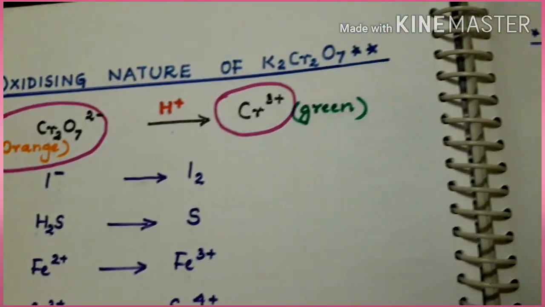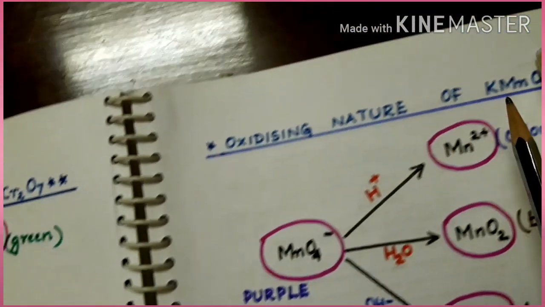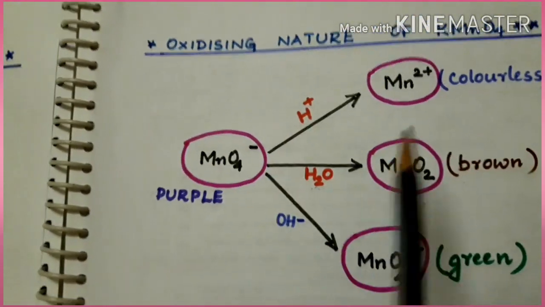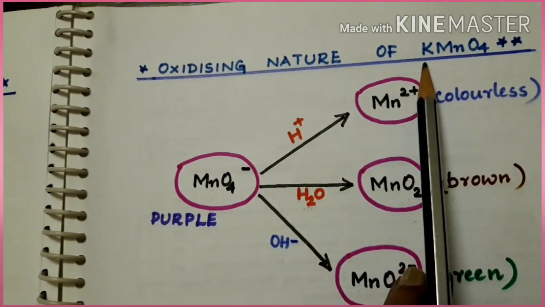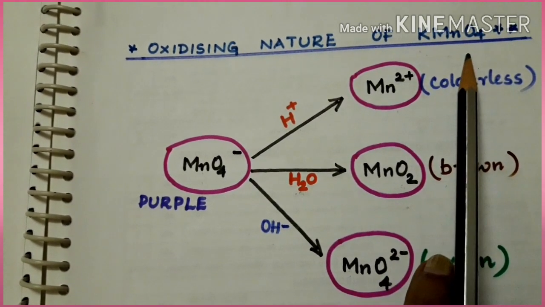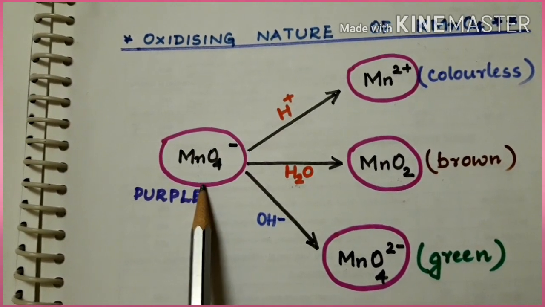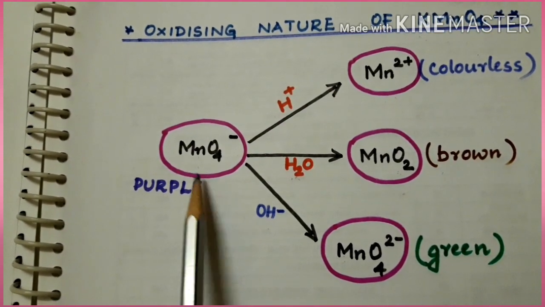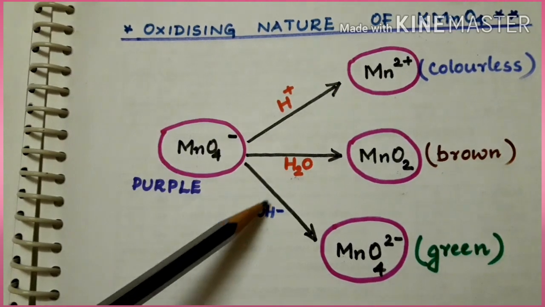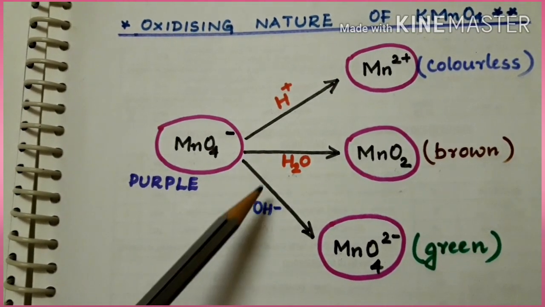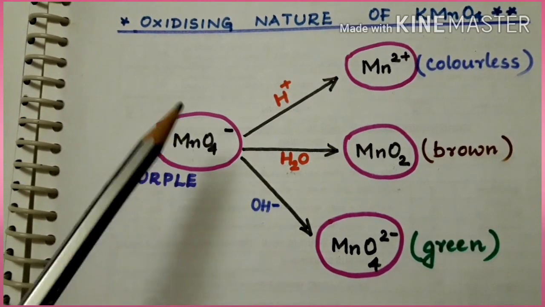Coming to the oxidizing nature of potassium permanganate. Potassium permanganate has the formula KMnO4. It is a purple colored solution. It can act as an oxidizing agent in all types of solutions, that is acidic, neutral and basic medium.